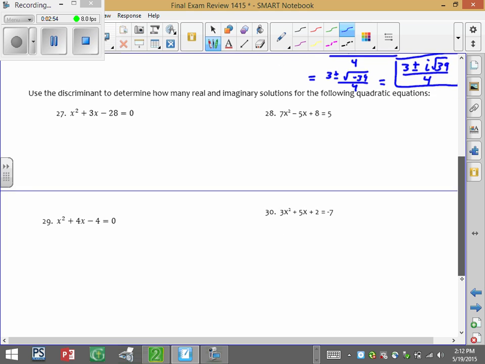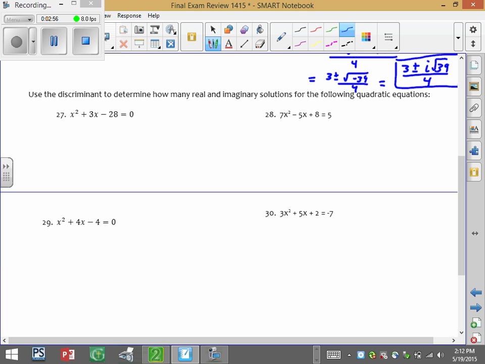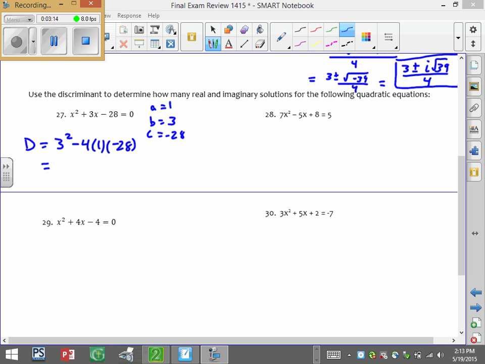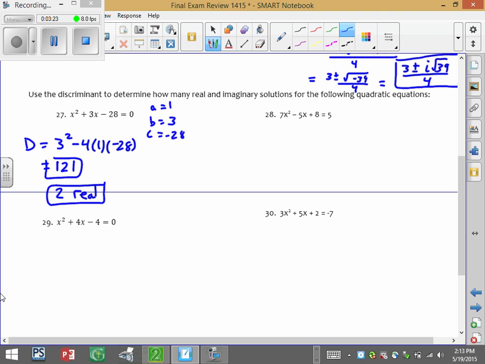So using the discriminant, how many real and imaginary solutions? Here, already in standard form, a equals 1, b equals 3, c equals negative 28. So b squared minus 4ac. So the discriminant, 3 squared minus 4 times 1 times negative 28, is going to be equal to positive 121. So there's the discriminant, 121, which tells us we have 2 real solutions.